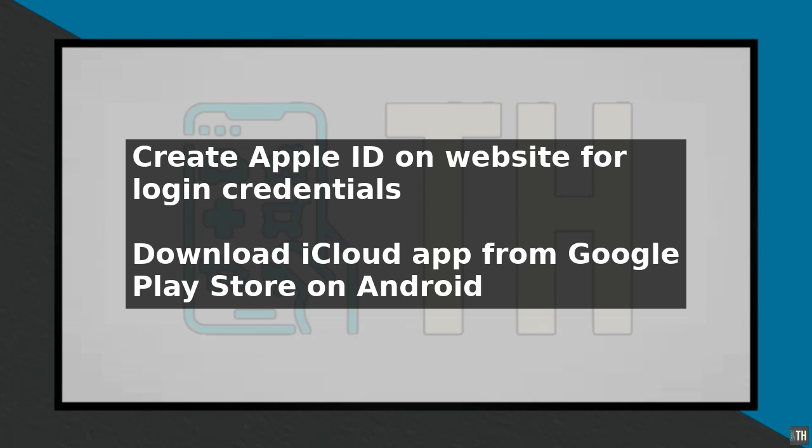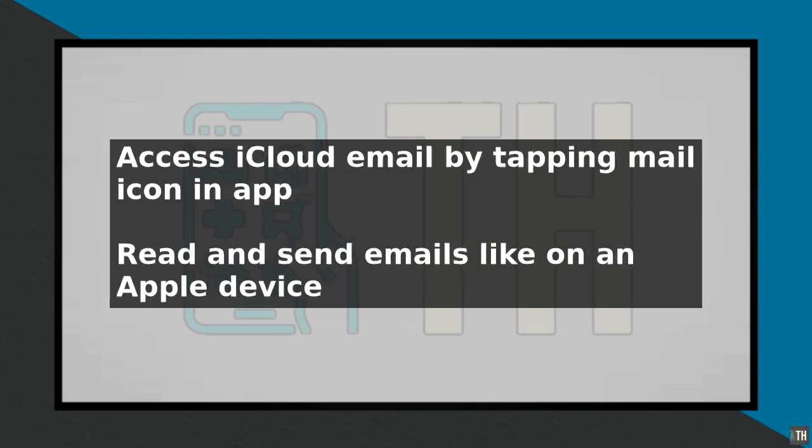Next, go to the Google Play Store on your Android device and search for iCloud. Download and install the app. Then open it and sign in with your Apple ID. You will be prompted to agree to the terms and conditions, and then you can start using iCloud on your Android device.